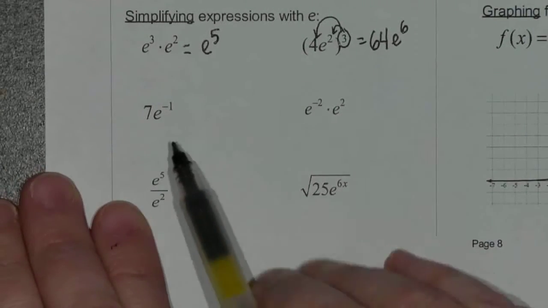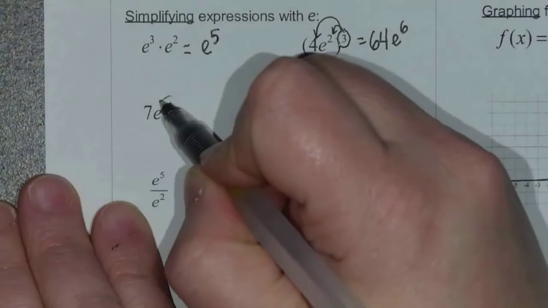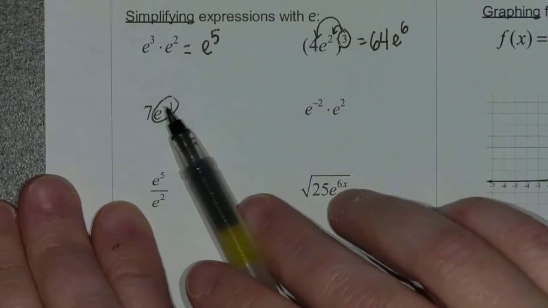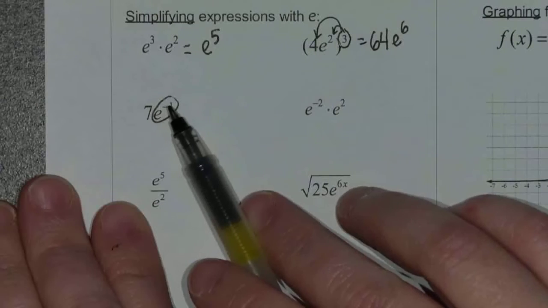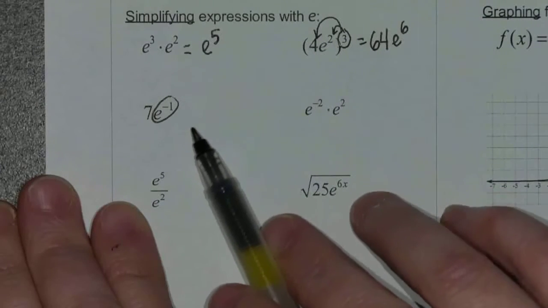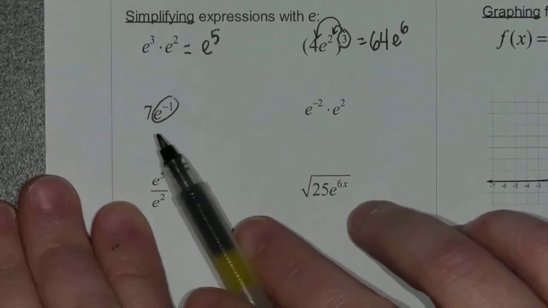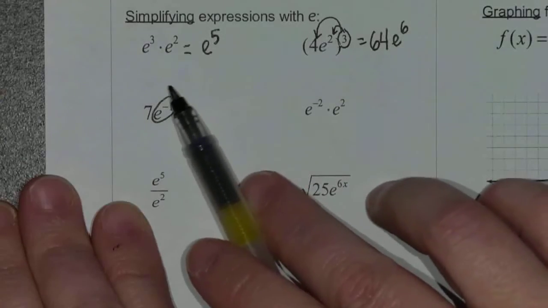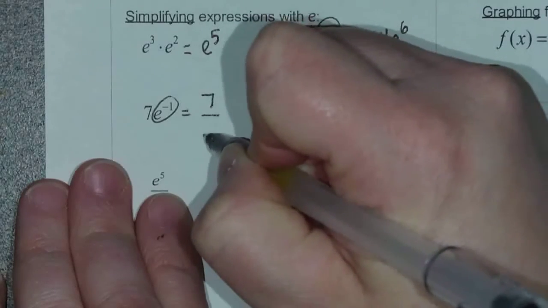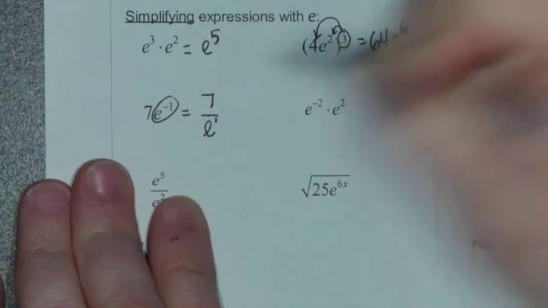All right, does anybody remember what to do with a negative power? I like to remember that a negative power kind of stands for the fraction symbol, which tells me to bring it down to the bottom of the fraction, or if it's on the bottom of the fraction, bring it up to the top of the fraction. So this actually ends up being 7 divided by e to the 1.